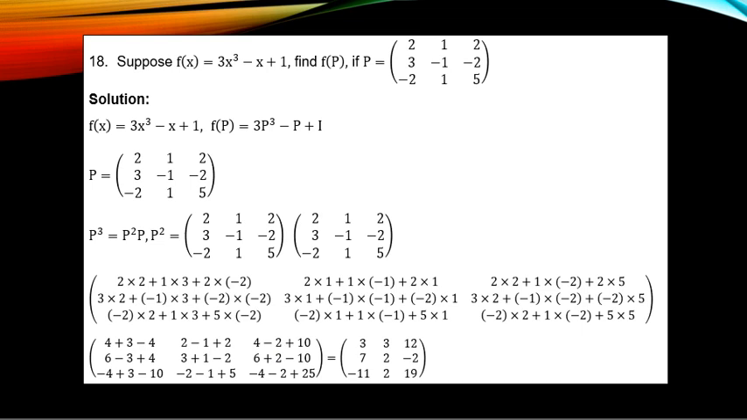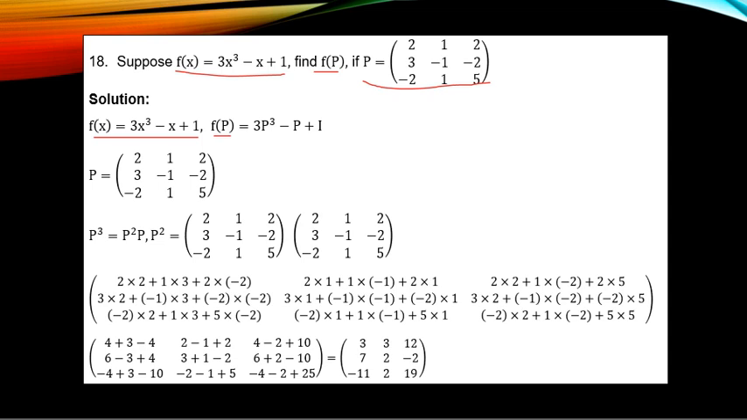Example 18. Suppose f of s is equal to 3s cubed minus s plus 1. Find f of P if matrix P is this. Matrix P is a 3 by 3 matrix. So this is the polynomial, and you replace s by P to get f of P.